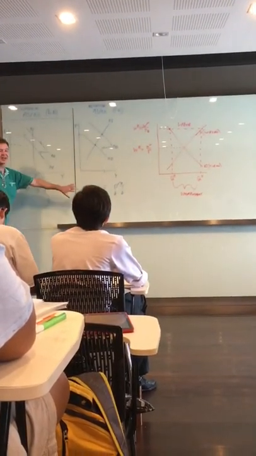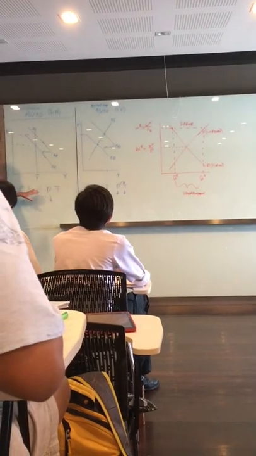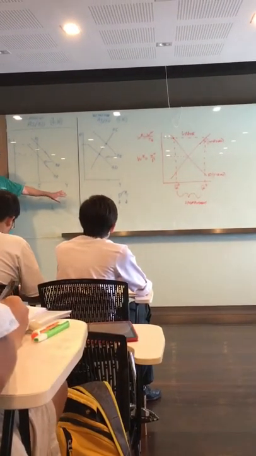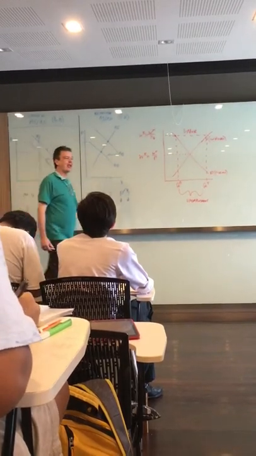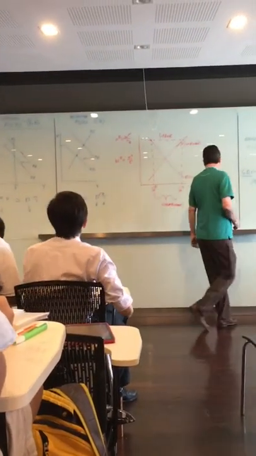So now we have two different interpretations of the quantity theory of money. And this is important because there's two ways to deal with the business cycle.